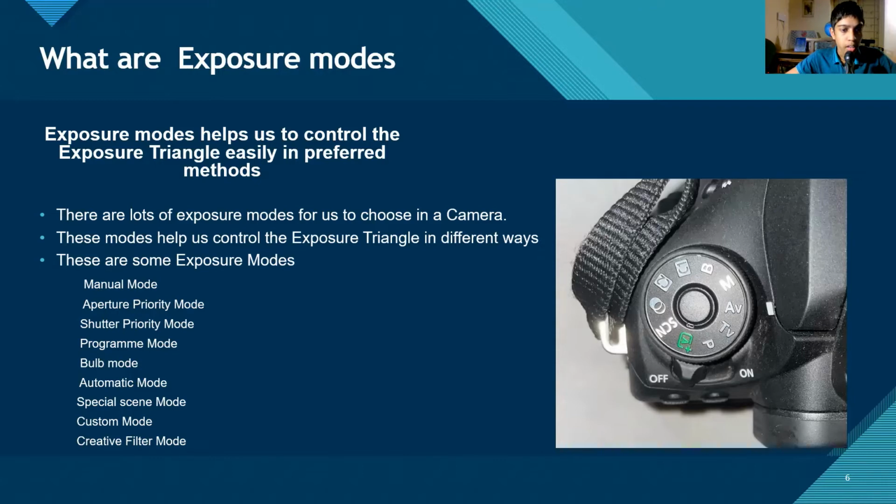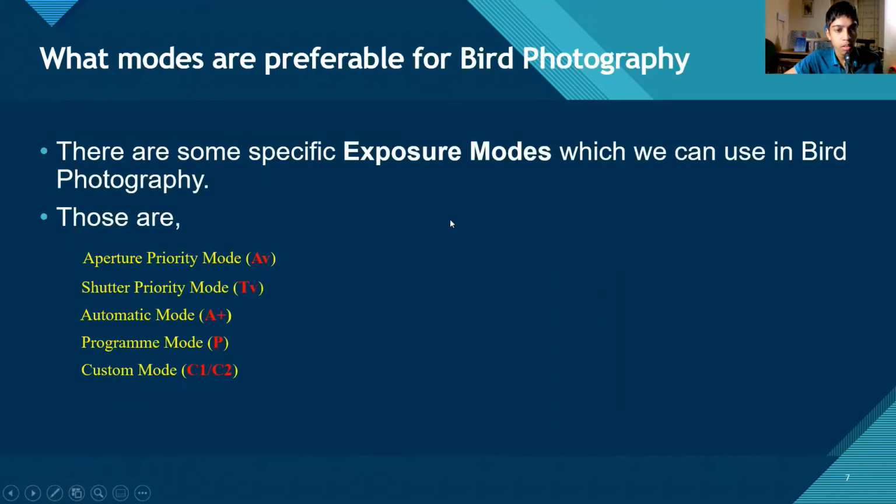So we can't use all the modes in here for bird photography. Only a few of them can be used. They are ideal, so let's see what they are. These are some specific exposure modes that we can use in bird photography: aperture priority mode, shutter priority mode, automatic mode, program mode, and the custom mode. So I'll explain them now.